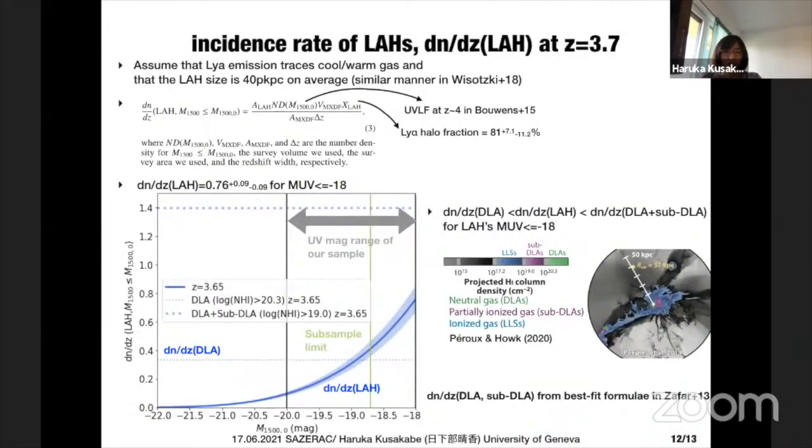Here, we assume that Lyman alpha emission traces cool or warm gas, and that the Lyman alpha halo size is 40 physical kpc on average. The incidence rate of Lyman alpha halos is given by this formula, with the number density from a UV luminosity function and the Lyman alpha halo fraction. The incidence rate of Lyman alpha halos for UV magnitude brighter than -18, our faintest limit, is 0.76. This high incidence rate implies that almost all the sky is covered with Lyman alpha emission of galaxies from redshift 3 to 4. Moreover, this value is in between the incidence rate of damped Lyman alpha systems and sub-damped Lyman alpha systems.